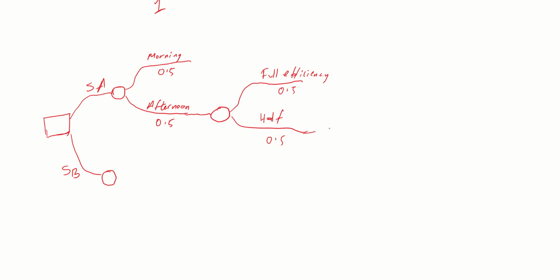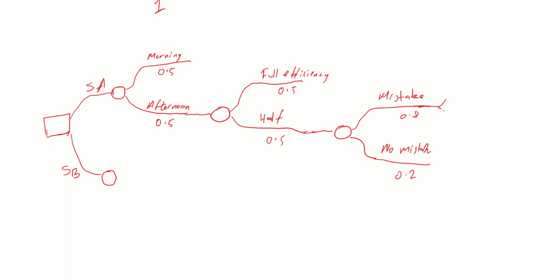And then for that half efficiency, I've got another chance node, so another state. So whether the subcontractor will be subjected to a big mistake in their work, or whether they produce their work without mistake, no mistake or error. And the chance for that mistake is 0.8, and the chance for no mistake is 0.2.